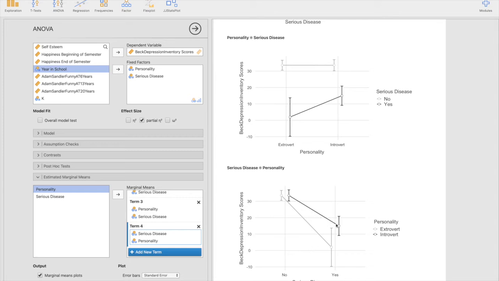But what's it saying? It's saying for introverts, serious disease looks to reduce their BDI scores. And for extroverts, right, having a serious disease appears to reduce their BDI scores even more.